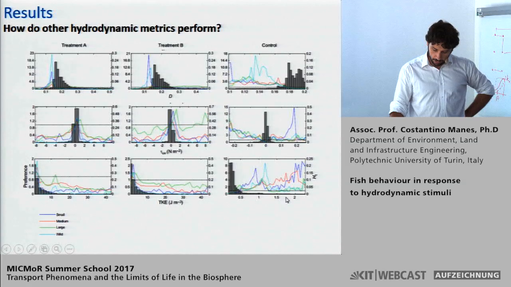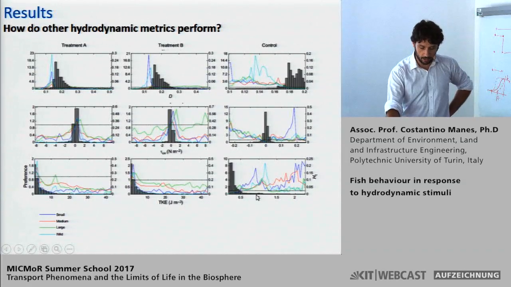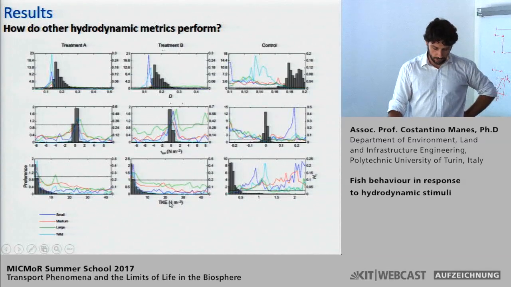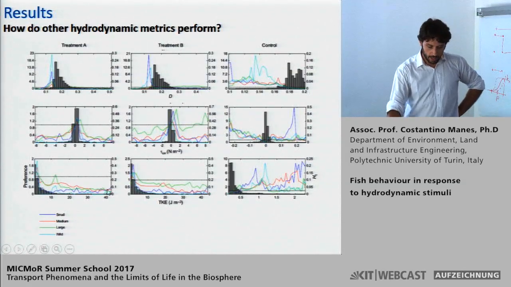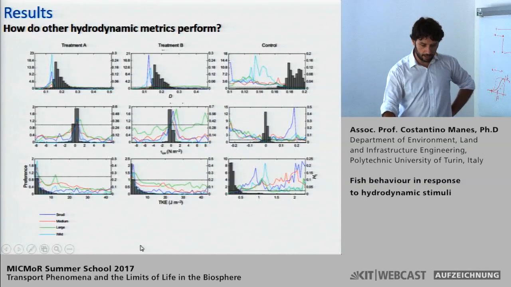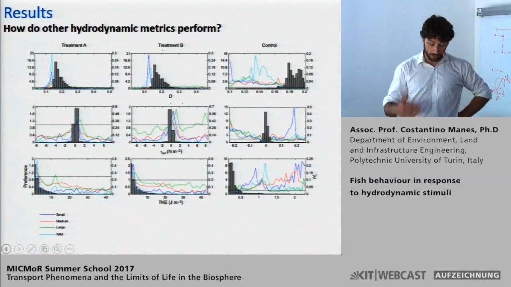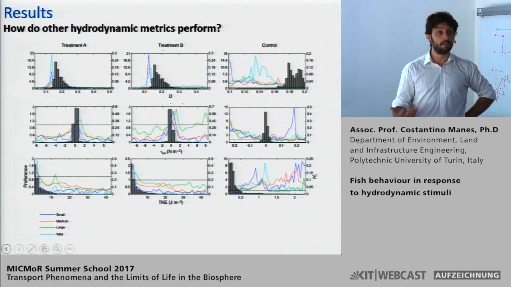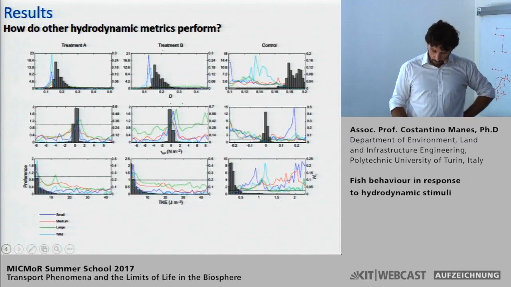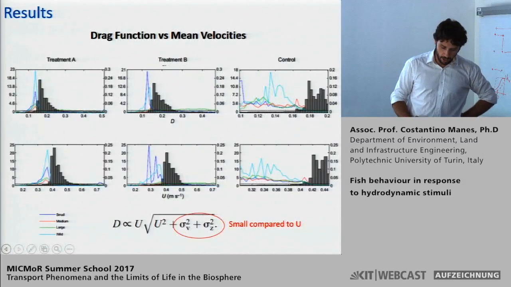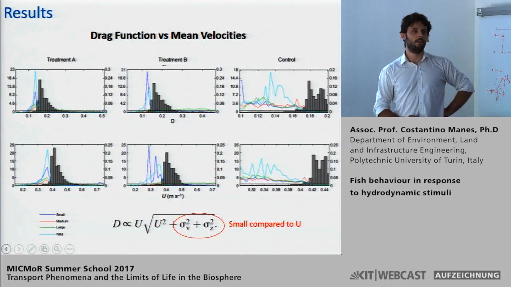Similar story for the turbulent kinetic energy, which somewhat follows the patterns of the histograms. Not much in the control experiments, but keep in mind that here the variations in turbulent kinetic energy were not that big. As you can see, the range of turbulent kinetic energy that is dictated by the cylinder experiments is a lot larger than the control. So anyway, this seems to suggest that the drag function explains a lot better than the other metrics space use. The question now is how drag compares to the mean velocity.